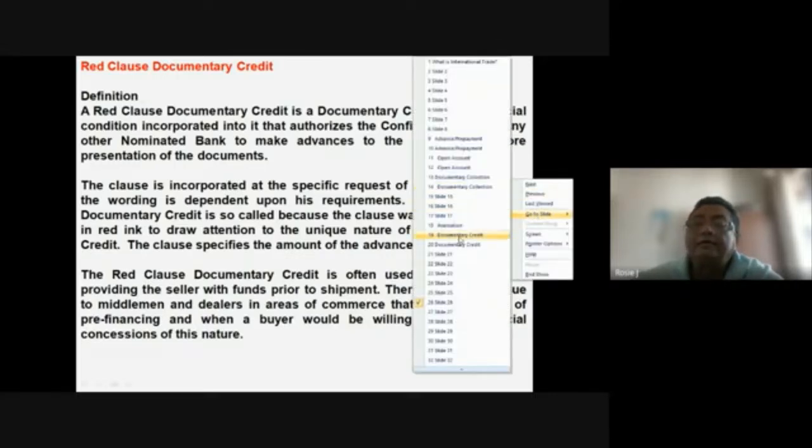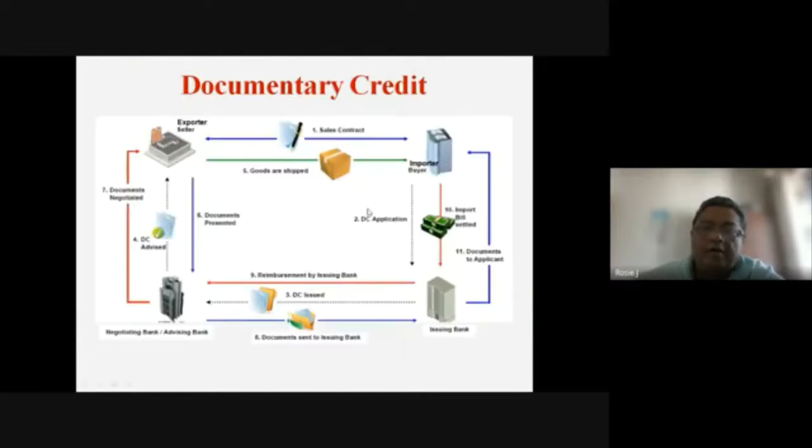Your LC is open for $100,000. You ship the goods, send the invoice, you get the money. But in a red clause LC, the exporter says he doesn't have enough money for packing and all that. He wants some money to take the goods to the port. Normally, if it is $100,000, the exporter will get the $100,000 only after shipping the goods and sending the invoice.